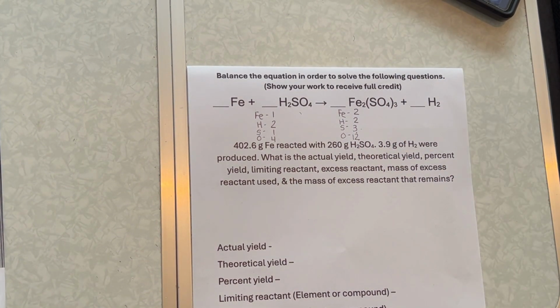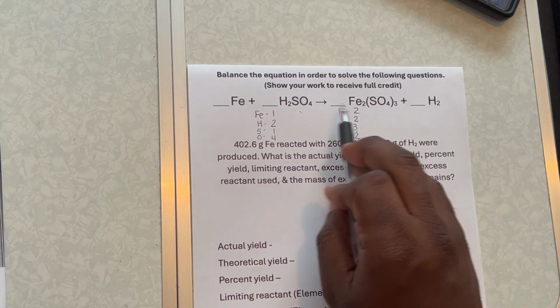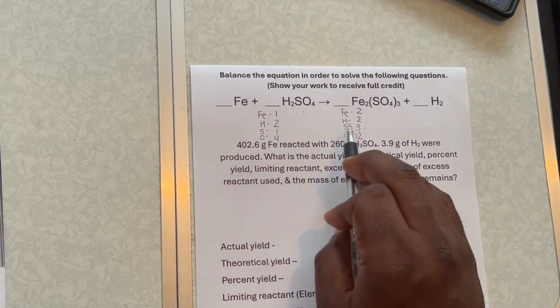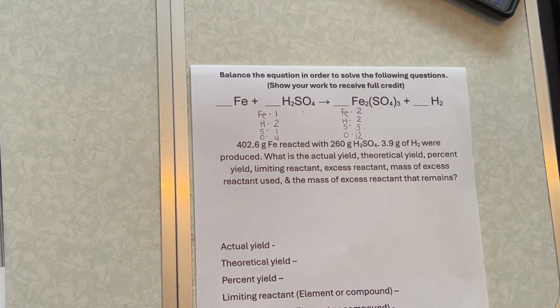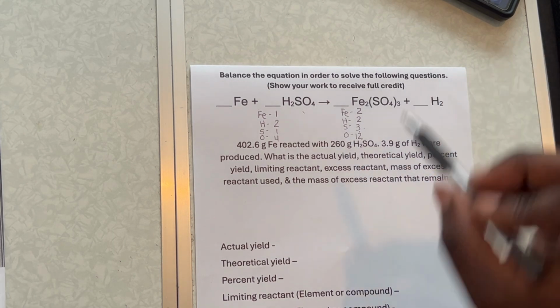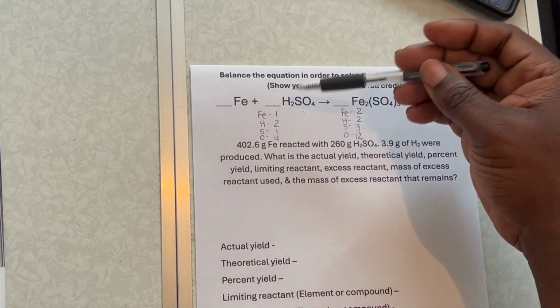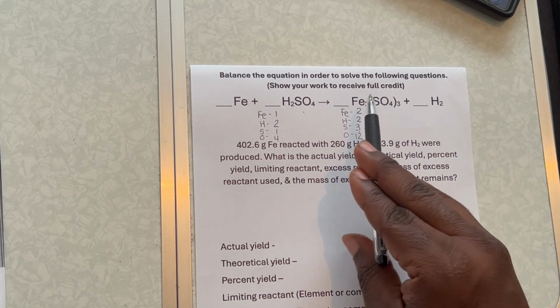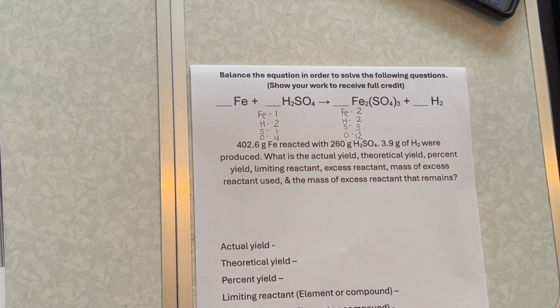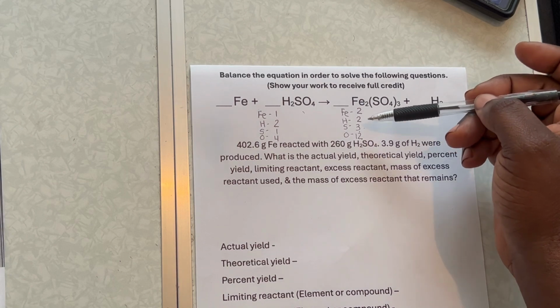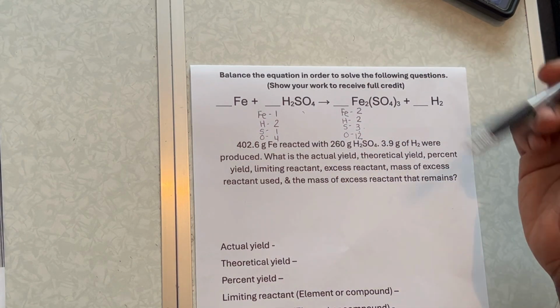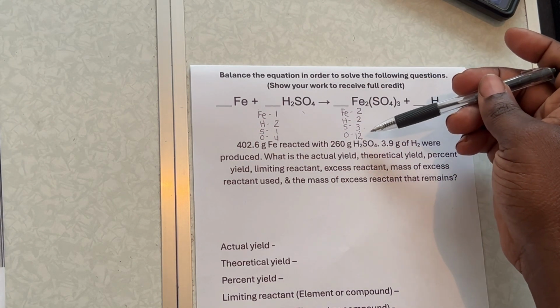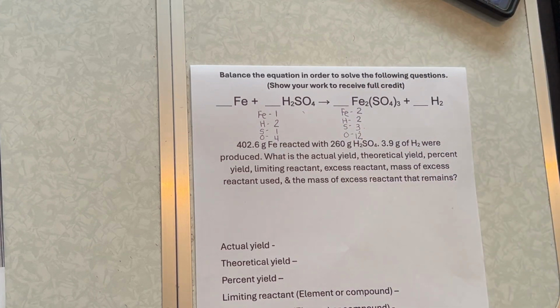Now, you're trying to balance it so that each element has an equal number on each side. So you're trying to look at which ones are different. I have 2 irons on the right, 1 on the left. I have 3 sulfurs on the right and 1 on the left. And I have 12 oxygen on the right and 4 on the left.